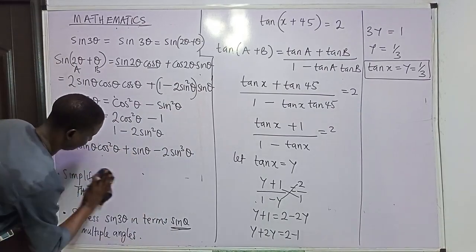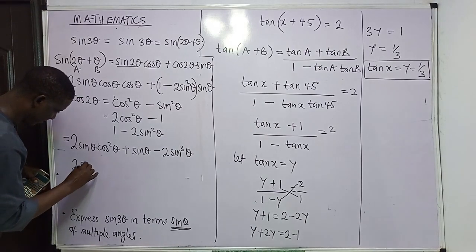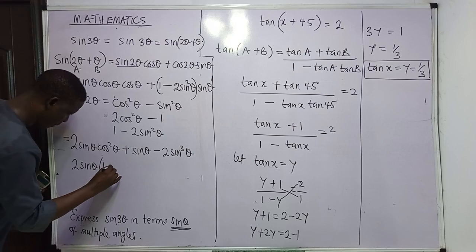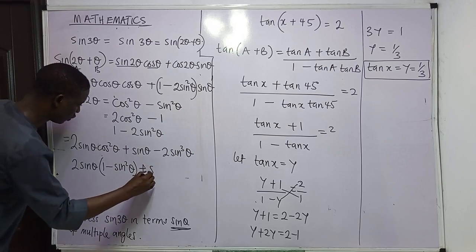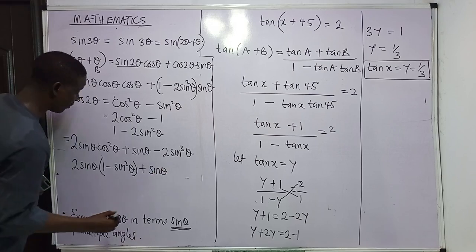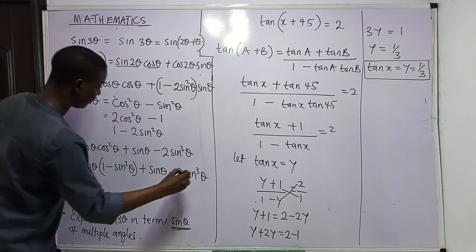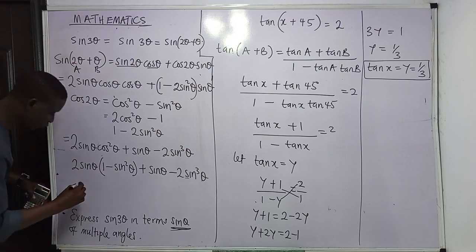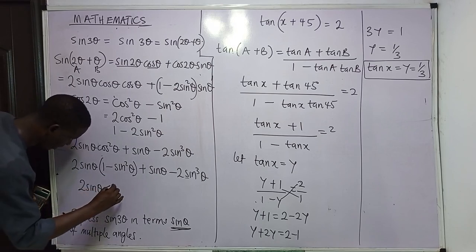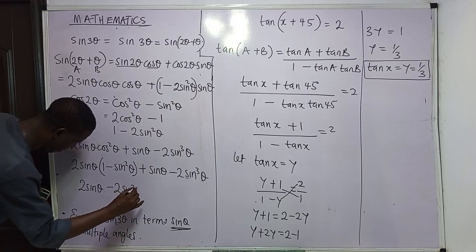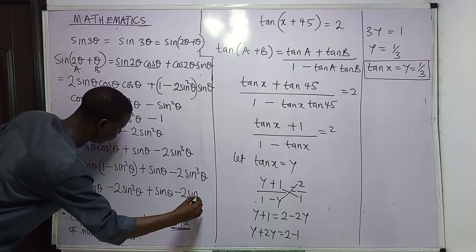Now what do we have? I want to have it as what? Now 2 sine theta into bracket, this one gives us 1 minus sine square theta. We have done that one before. Ensure you watch the other video before you watch this, so that it will not be confusing to you. Minus 2 sine cube theta. This times this will now be 2 sine theta minus, this times this will give us 2 sine cube theta plus sine theta minus 2 sine cube theta.